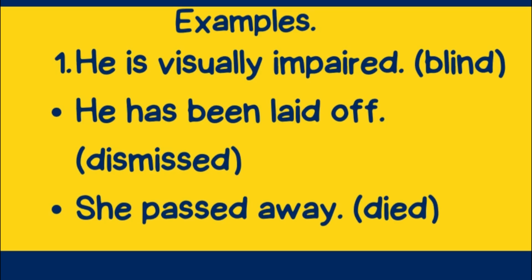Example one, he is visually impaired. Use that instead of saying outright that somebody is blind. Another example, he has been laid off work, which is a better way of saying someone has been fired or dismissed from work. And then finally, another example, she passed away, to mean that somebody has died.